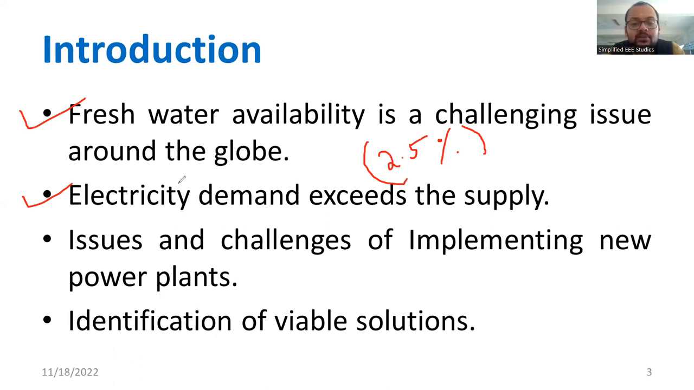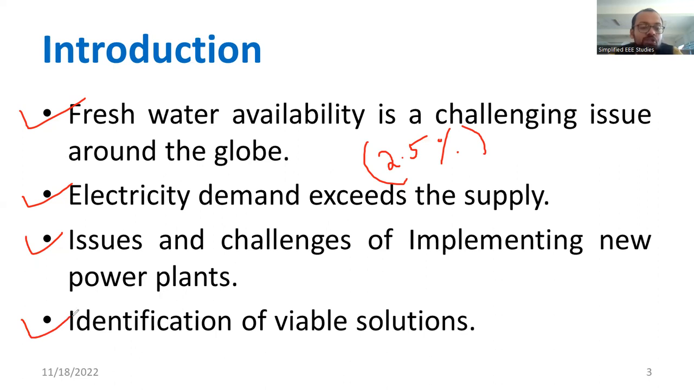Moreover, the electricity demand exceeds the supply. The installed capacity of India is almost 403 gigawatts as of June 2020. There are a lot of power plants, but supply and demand are not matching. Still, there is scarcity of electric power. There are solutions such as implementing a new power plant and microgrid, but the location also matters a lot. Economic consideration, location, everything matters a lot. So the issues and challenges of implementing a new power plant are another challenging fact, because of location, then transmitting new lines to the particular location, economic viability, government policy, everything matters a lot.